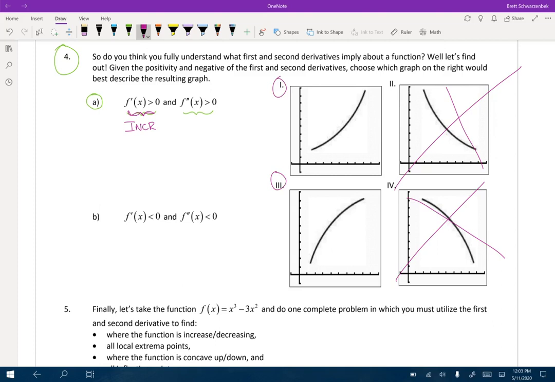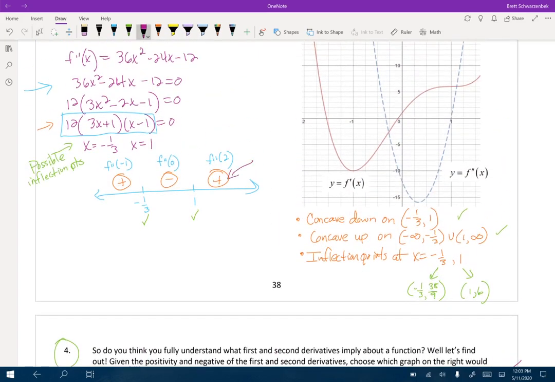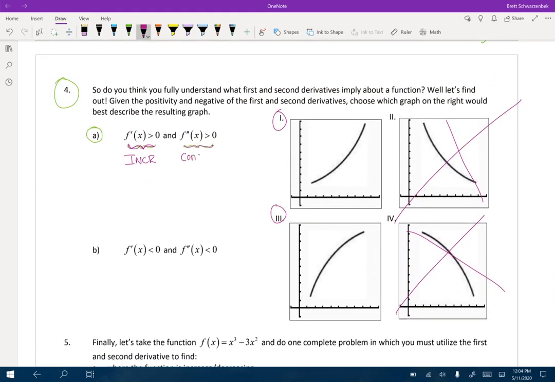Now, what about the second derivative? According to this, the second derivative is positive. What does that tell you? You remember this? What does that tell you? It tells you that it's concave up. Concave up. So out of these two, which one has a curvature that is facing up?